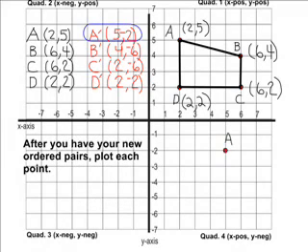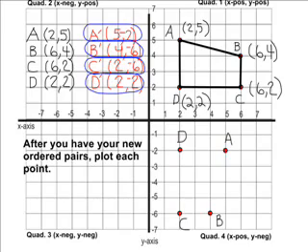These new coordinates tell us exactly where we should plot each of our points. After we plot each of our points, just connect the dots, and we have transformed our quadrilateral 90 degrees clockwise around the origin.